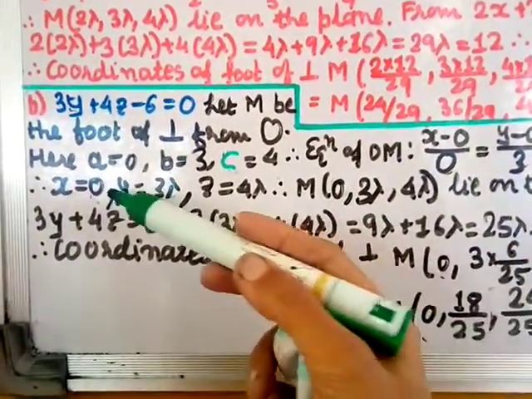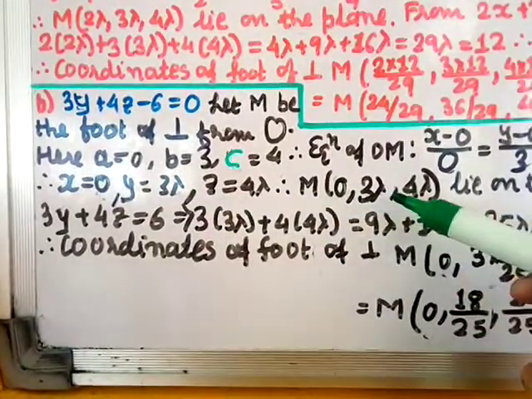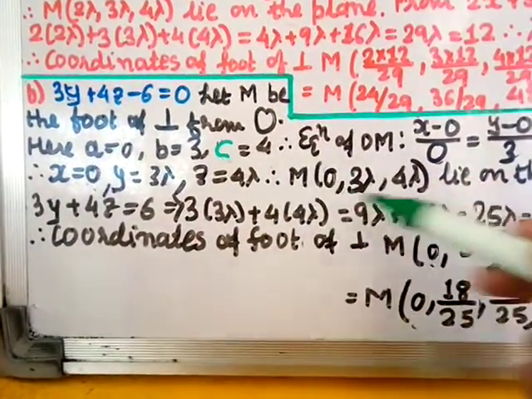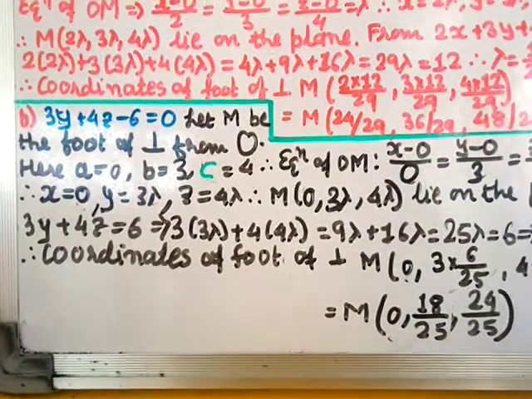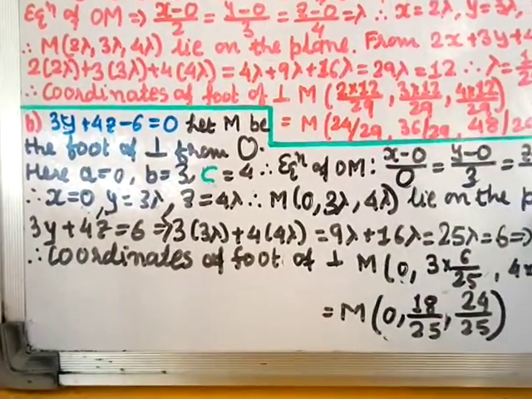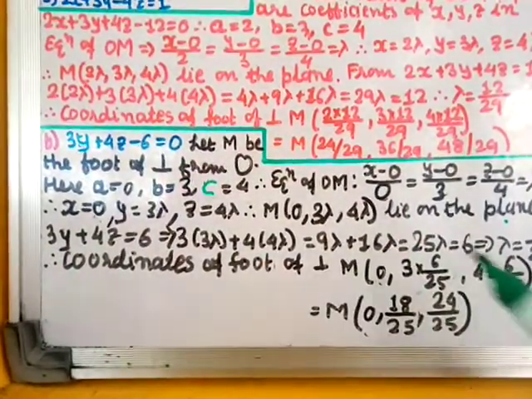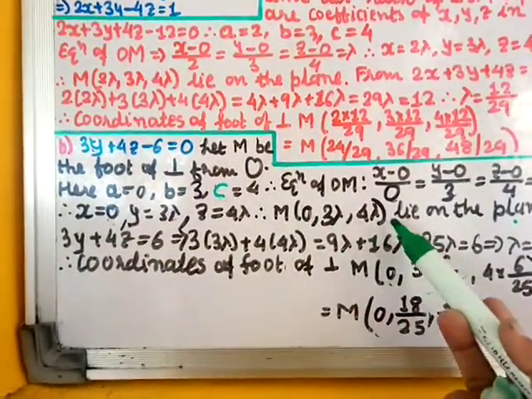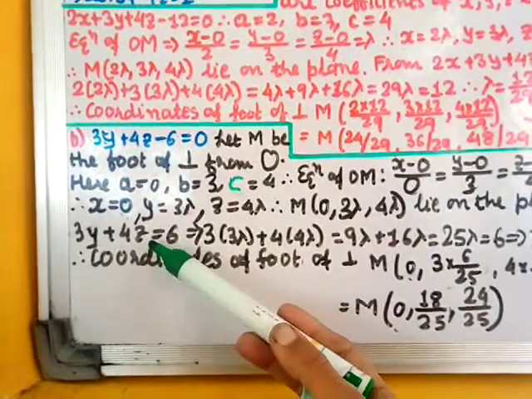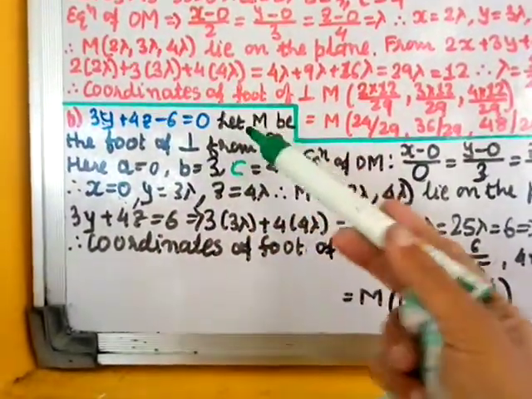So M is x equal to 0, y is 3 lambda and z is 4 lambda. But this point, which is the foot of the perpendicular from the origin, is also on the plane. That means this will satisfy the equation of the plane. So we place this value instead of x, y and z in this equation, 3y plus 4z equal to 6, with this minus 6 transferred over here.